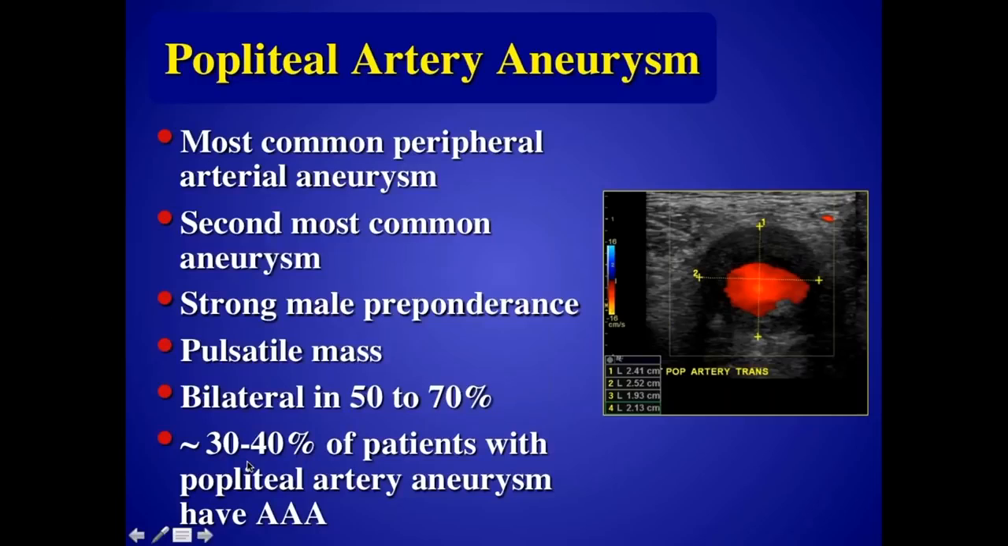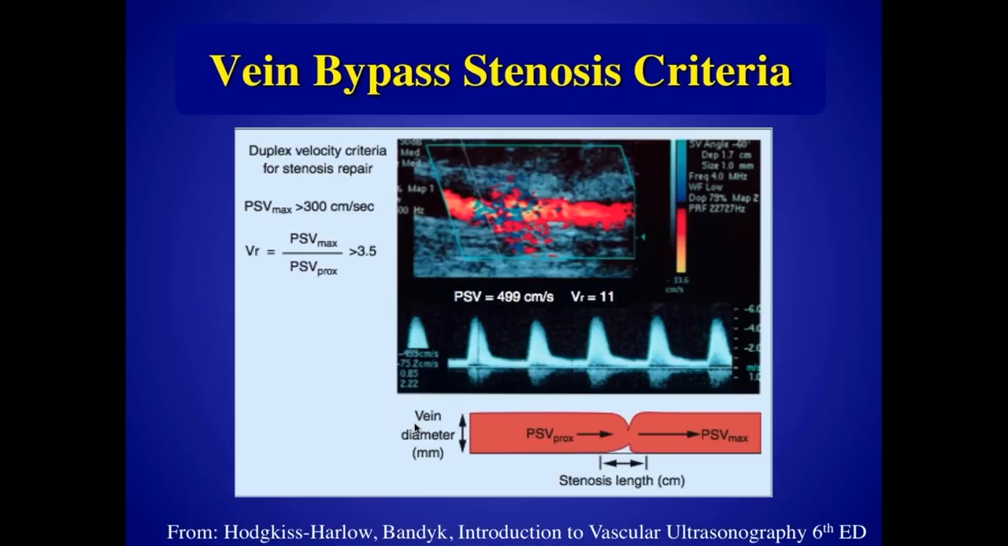One thing to remember is that popliteal aneurysms are frequently bilateral, at least in about 50% of cases or greater, and at least 30 to 40% of patients with popliteal aneurysms will have a AAA. So if you see popliteal aneurysms, think what's going on with the patient's aorta.